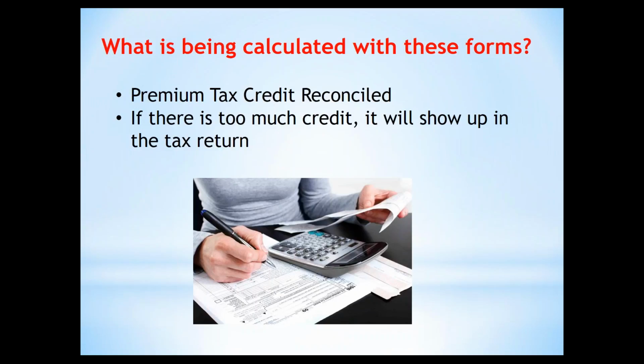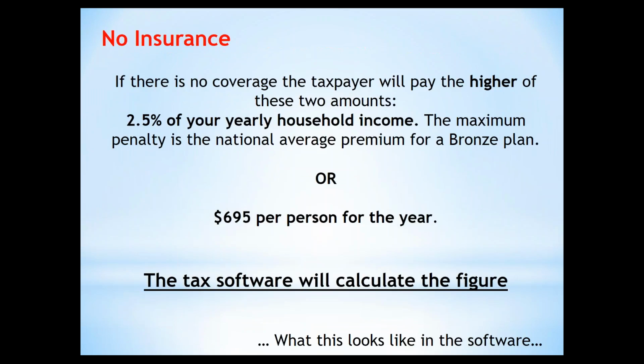So what's being calculated on these tax forms? It's basically to see how much of the premium tax credit the person has received, if it's enough, not enough, or if it's just right. And if there wasn't any insurance in the household at all, this is kind of what people are facing for the upcoming year. There's either going to be a penalty of $195 per person for the year in the home, or it's going to be 2.5% of the yearly household income. So having no insurance is starting to be pretty expensive.